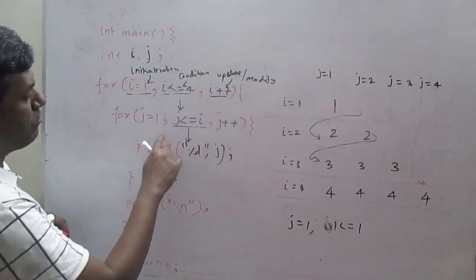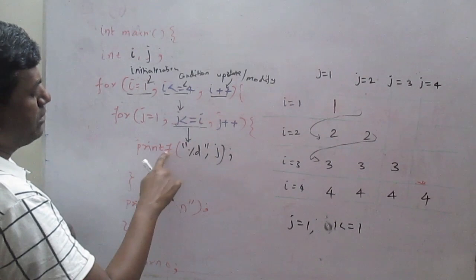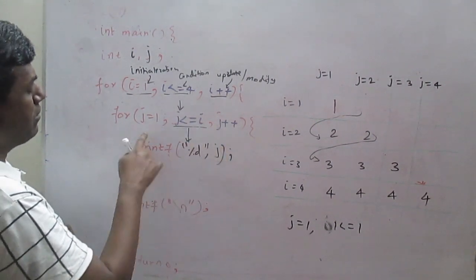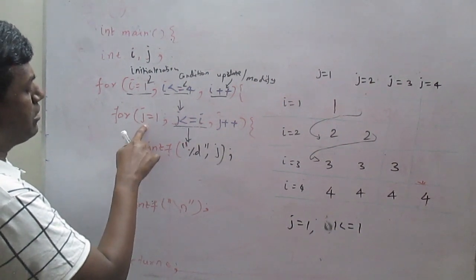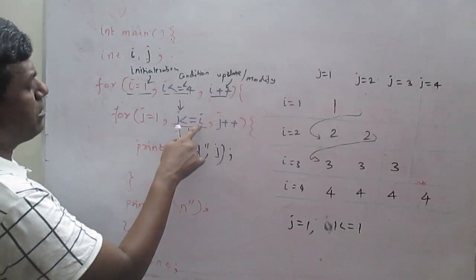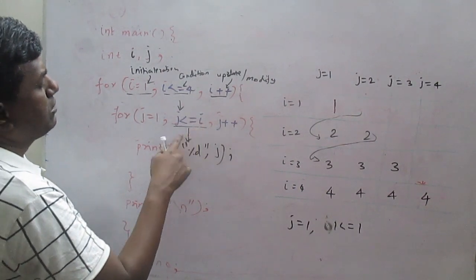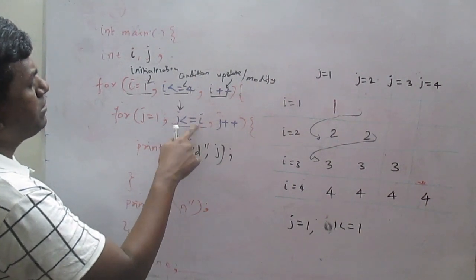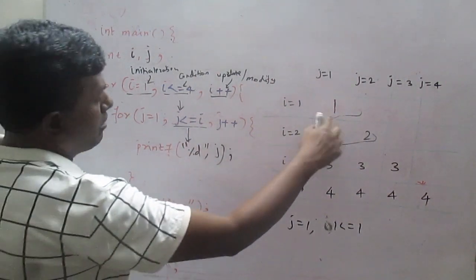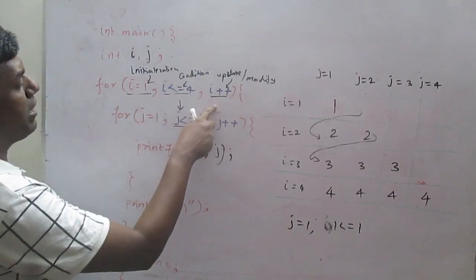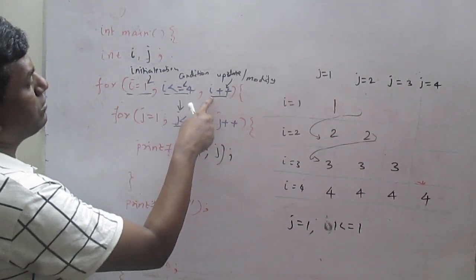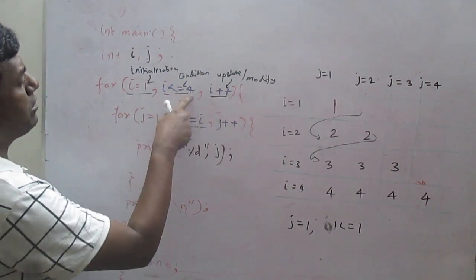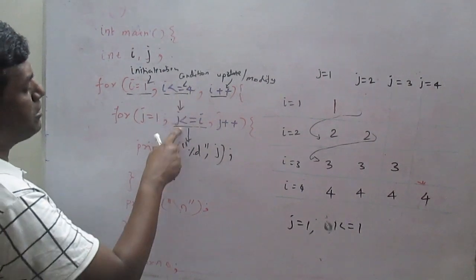Then we go back and do the increment, so now j becomes 2. Then we check the condition: 2 less than or equal to 1 fails. So we come out of this loop, go back and do the increment. Now i becomes 2. Then we check the condition, 2 less than or equal to 4, condition true, and we enter this loop.